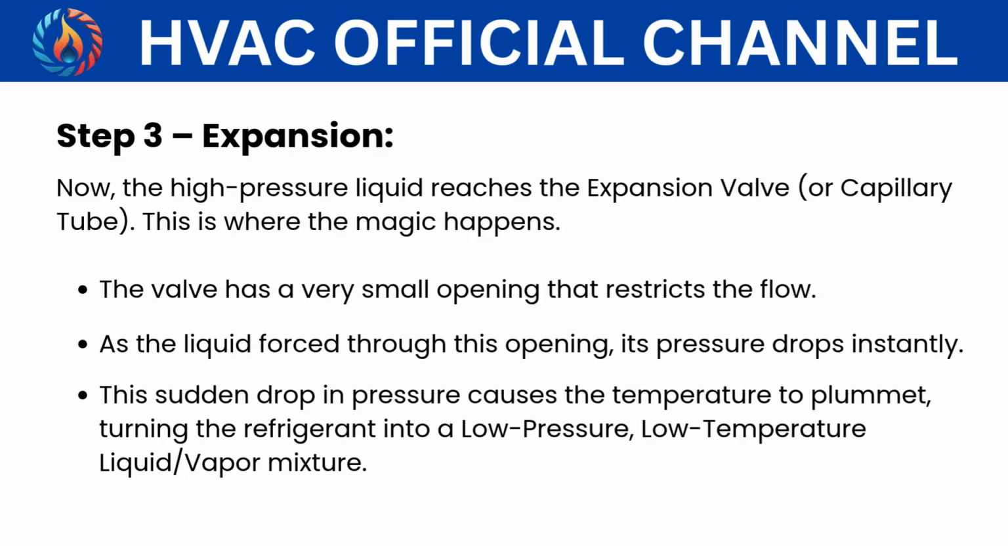Step 3. Expansion. Now, the high-pressure liquid reaches the expansion valve, or capillary tube. This is where the magic happens. The valve has a very small opening that restricts the flow. As the liquid is forced through this opening, its pressure drops instantly. This sudden drop in pressure causes the temperature to plummet, turning the refrigerant into a low-pressure, low-temperature liquid-vapor mixture.